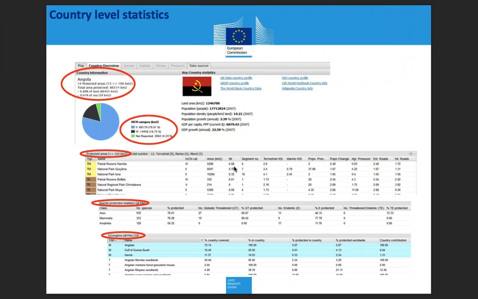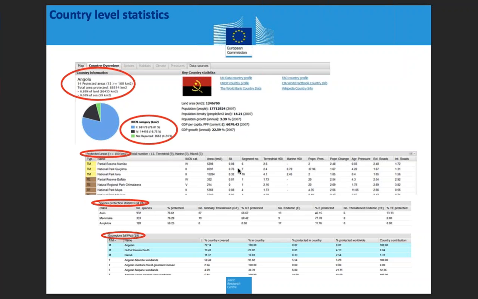So if you have many species that are only protected by this protected area, this will get a higher score of this irreplaceability index. It's the only protected area that covers this number of species. While if all of them are common, protected elsewhere in the world, then you will get a lower value for this indicator.